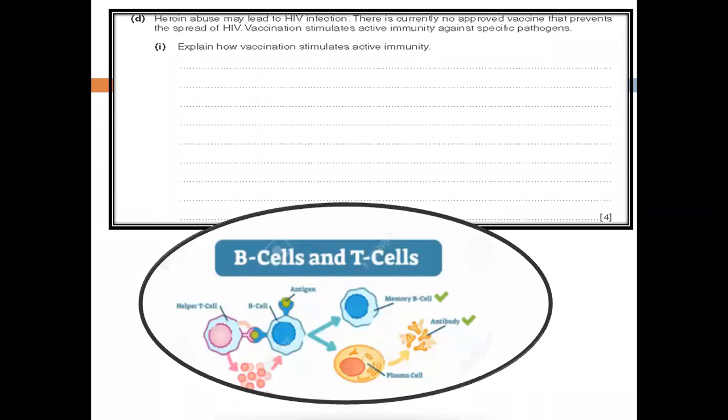Coming to another. Heroin abuse may lead to HIV infection, and there is currently no approved vaccine that prevents the spread of HIV. Vaccination stimulates active immunity against a specific pathogen. Right now, there is no such approved vaccine for the prevention of the spread of HIV. Now, here a question is about vaccination. The first thing we should know is what vaccination is, what a vaccine is, and how it stimulates active immunity against a specific pathogen.